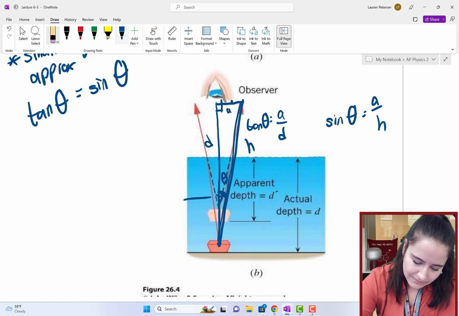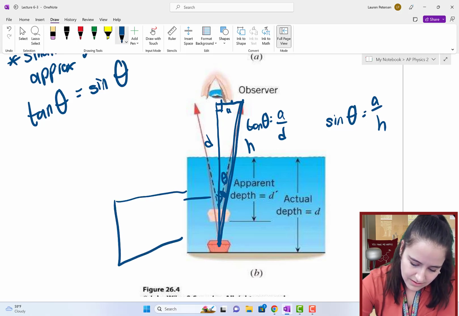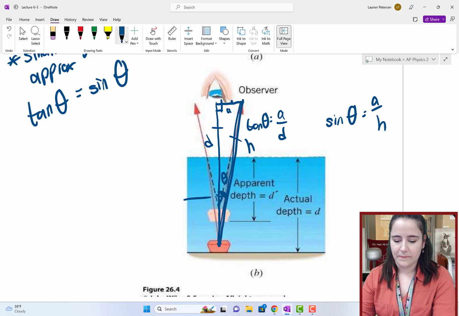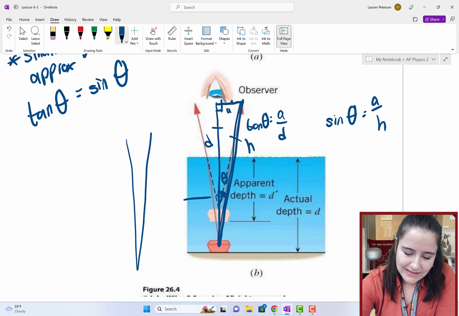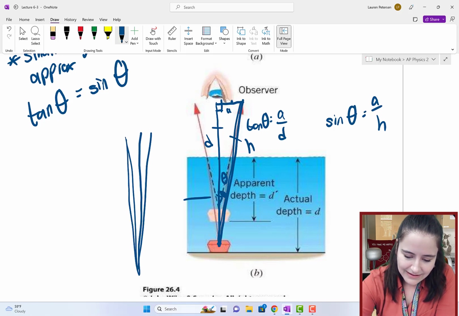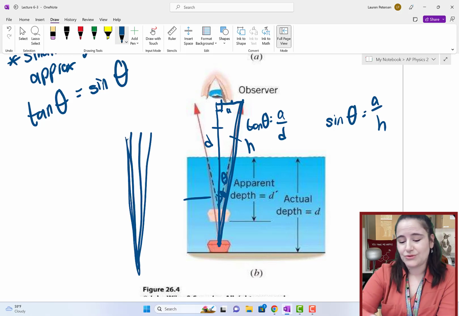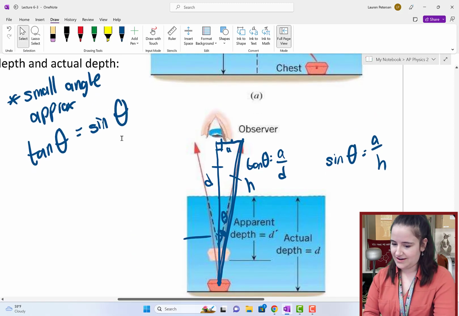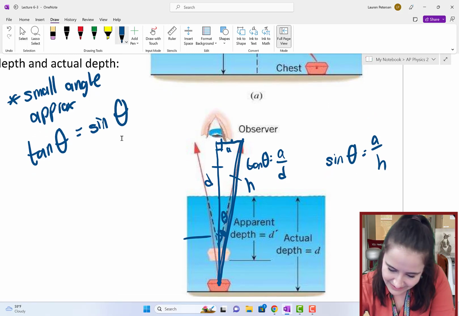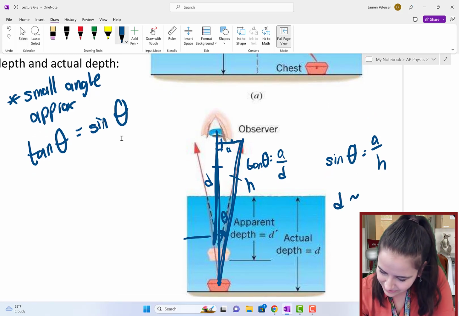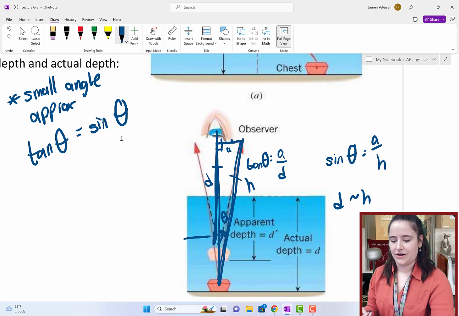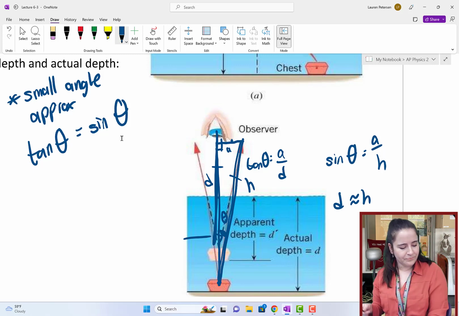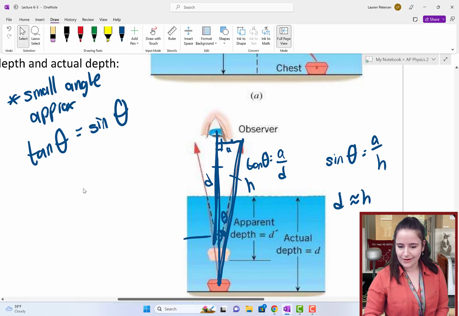You can picture at big angles, sine and tangent are going to be really different because those two lengths are going to be different. But as that angle gets smaller and smaller and smaller, they approach the same length. So for small angles, we can say that tangent of theta is equal to sine of theta because this length here, that depth, and that H, that hypotenuse of it, are going to be approximately equal. Okay? So we are going to have to rely on that.